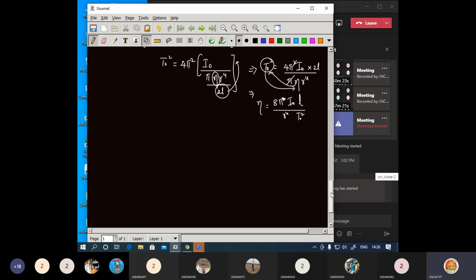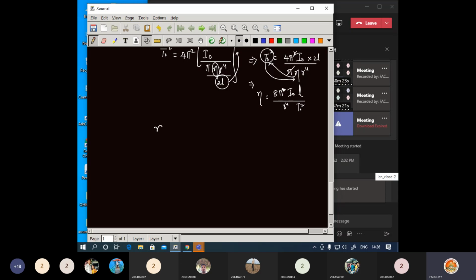Now I will rearrange this equation and the result will be eta. What is eta here? Rigidity modulus of a material. Since it is in the form of a wire, it will be written as rigidity modulus of wire. Now it will be 8 pi I naught by r power 4 into L by T naught square. This is L here.